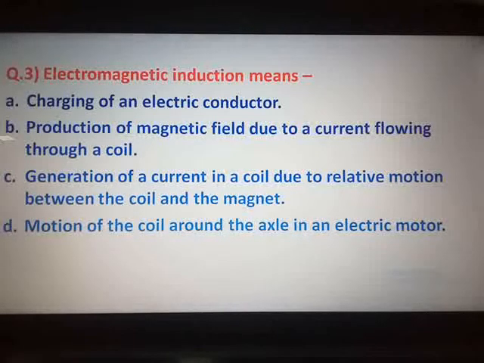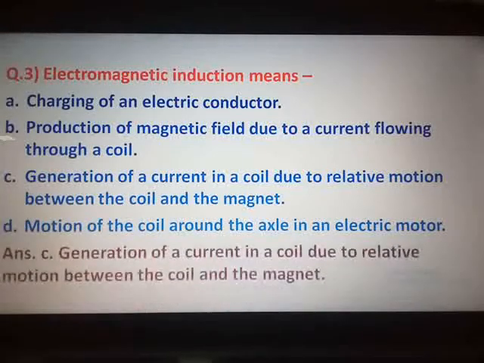In short, we can say that the process by which a changing magnetic field in a conductor induces a current in another conductor is electromagnetic induction. So charging of an electric conductor, not correct. Production of magnetic field due to a current flowing through the coil, not correct. Here you can say generation of a current in a coil due to relative motion between the coil and the magnet. Let us look at the answer. Yes, C is the correct answer. So it can be asked as an MCQ in the exam. Such types of textual questions, you have to prepare.